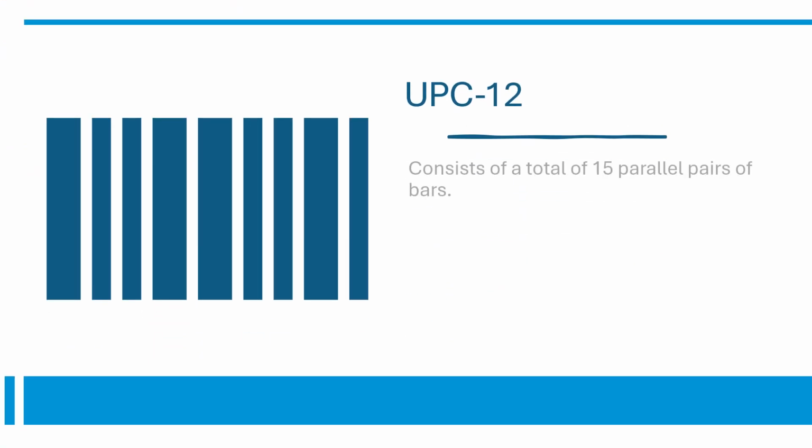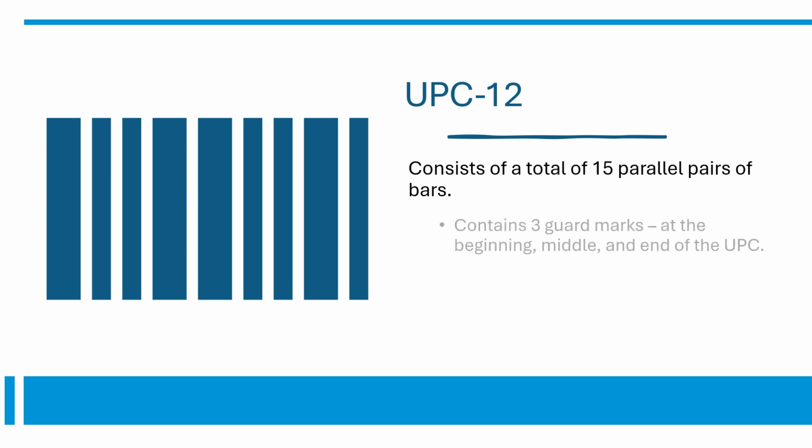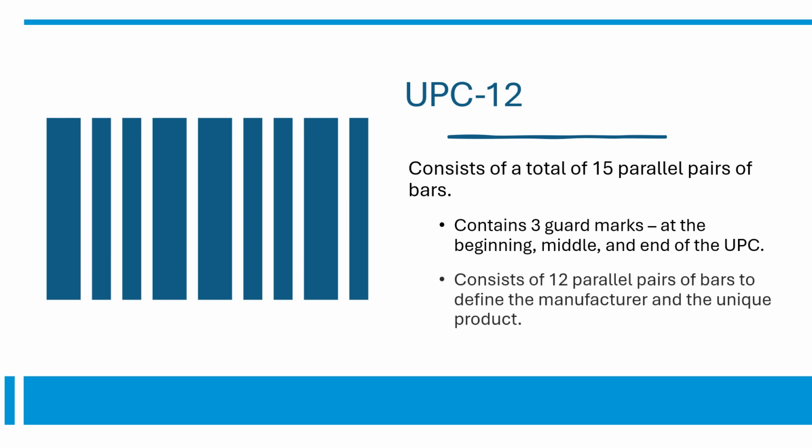The UPC 12 consists of 15 parallel bars. 3 of these sets are called guard marks. The other 12 sets constitute the manufacturer code, the code that uniquely identifies the product, and a check digit. Hidden within this encoded mark is what many would claim is the number 666.